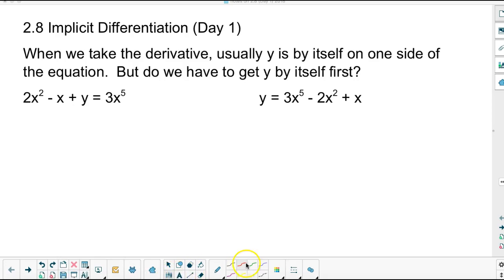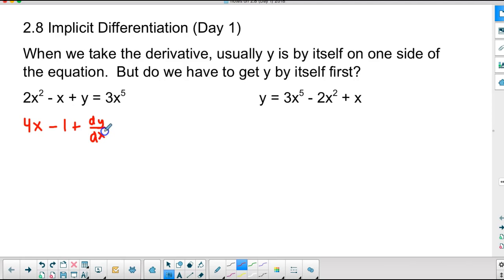To begin with, let's take the derivative of 2x squared. So we'd have 4x. The derivative of a minus x is minus 1. And the derivative of y we write as dy dx. And then finally on the right hand side here, we'd have the derivative of 3x to the fifth, which would be 15x to the fourth.